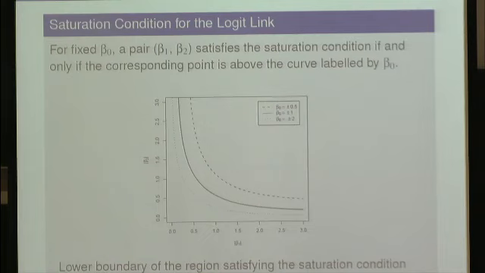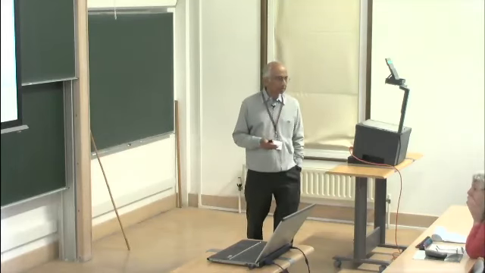Suppose beta 0, the intercept, is 1 plus or minus 1. Then whenever beta 1, beta 2 in absolute value is above this line, the saturated design should be good. And what we found was, when we are in this region, we found several things. We found conditions for different designs to be optimal. We also looked at the robustness of the designs.